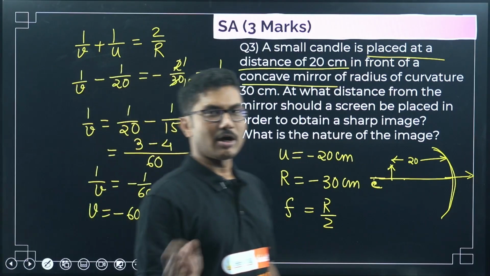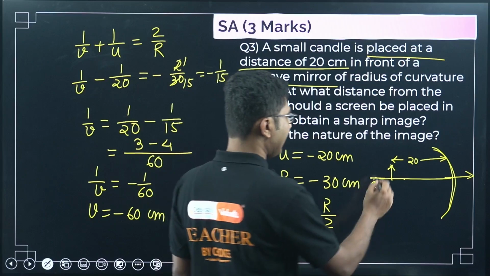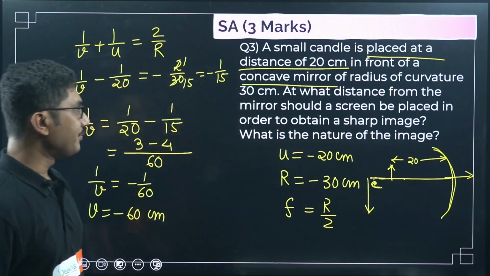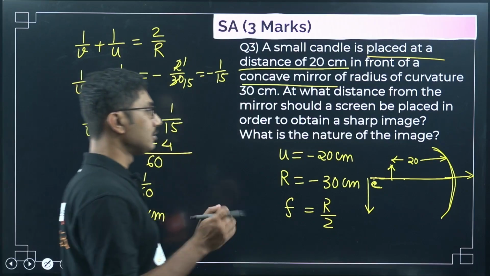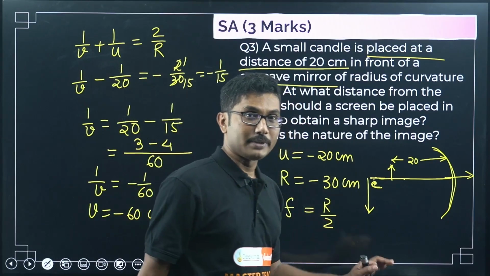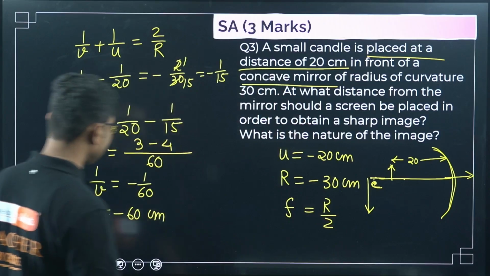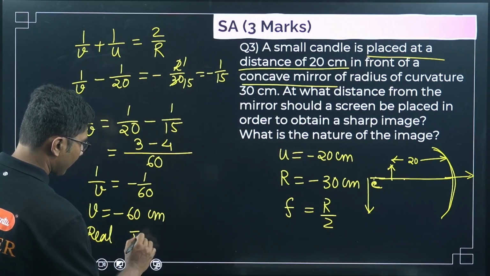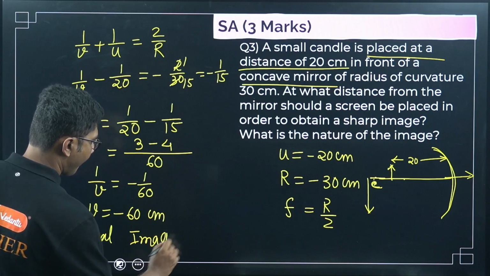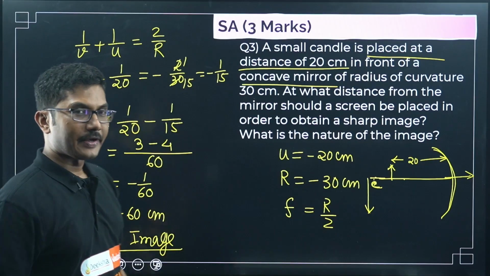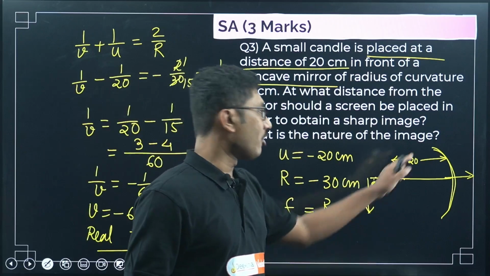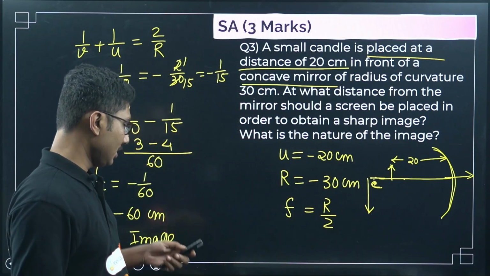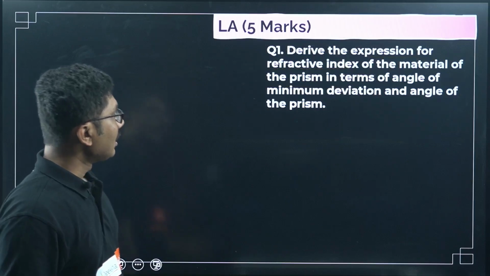On the same side as the object. Now if the image and object are on the same side for mirrors, then it must be a real image. So the image must be a real image. This is slightly different for lenses. For mirrors, if object and image are on the same side, then definitely it's a real image. Okay, so let's see the next question.